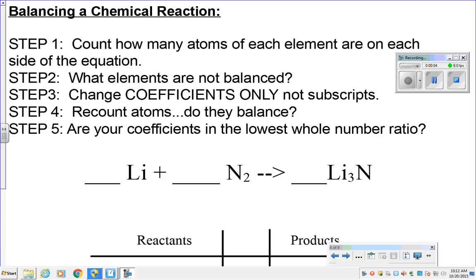Today we are going to work on balancing chemical equations. This is important because of the law of conservation of matter, the law of conservation of mass. This law says that anything we put into a chemical reaction must come out. We went over the steps already.